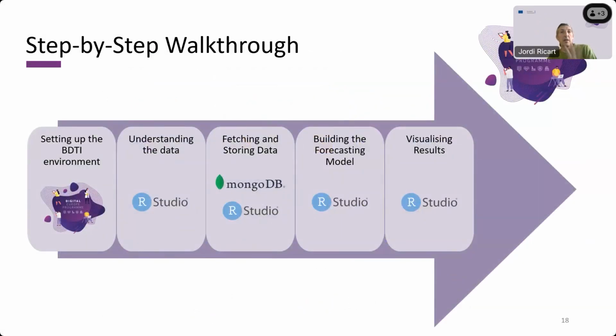Here's a brief overview of what we will cover today. We will be setting up our BDTI environment. We'll begin by logging into the BDTI platform and deploying the necessary services, including RStudio and MongoDB. This will provide the foundation for our analysis. Once our environment is set up, we will explore the bike count dataset, identifying key patterns and trends that will inform our forecasting model.